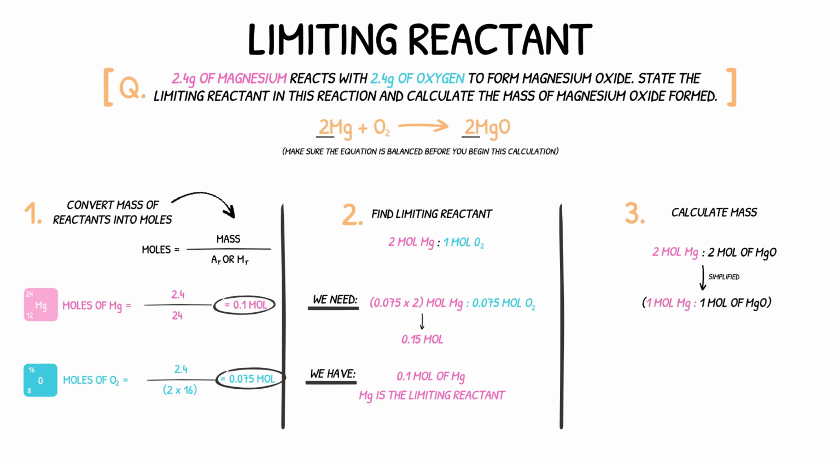The ratio of hydrochloric acid to aluminium chloride tells us that 0.1 mole of magnesium is needed to make 0.1 mole of magnesium oxide. We can now use this formula to calculate the mass of magnesium oxide formed. 0.1 mole multiplied by 24 plus 16 is equal to 4. The maximum mass of magnesium oxide that can be formed during this reaction is 4 grams.